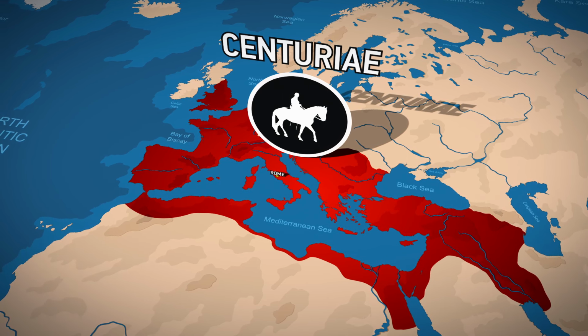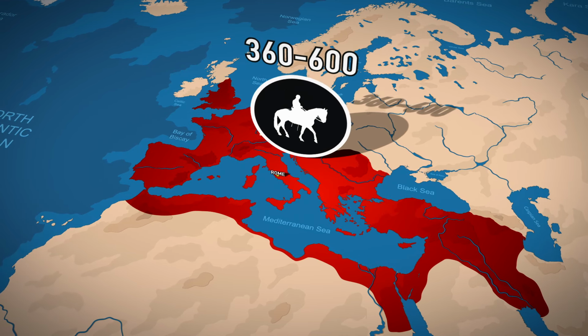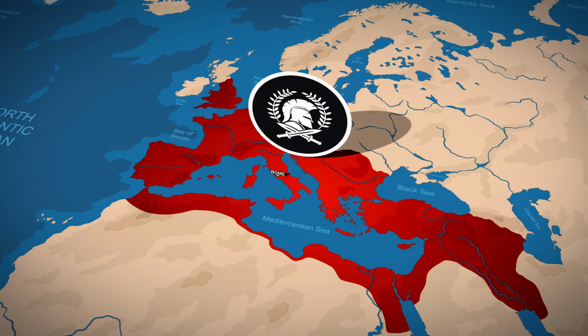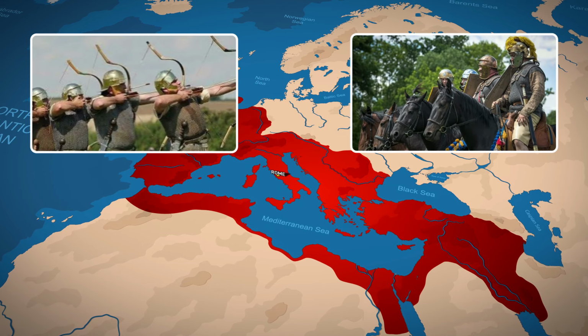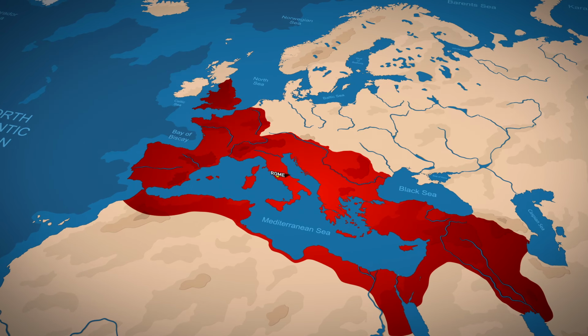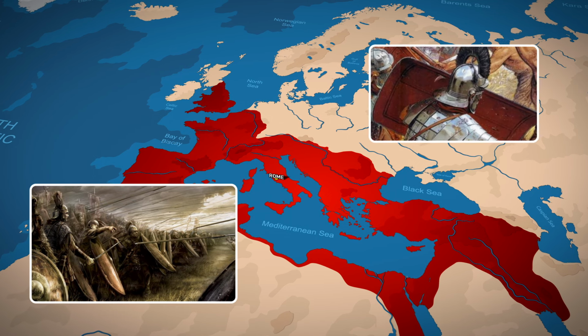The centuria were amalgamated into a cohort of 360 to 600 men, and the 10 cohorts formed a legion, which also included auxiliary units of archers and cavalry. At first, Roman infantry usually threw darts at opponents. Then, in a brutal fight, they defeated enemies with their swords and shields.